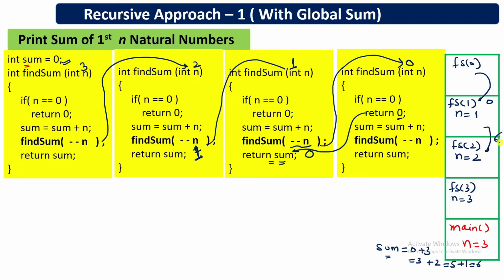So 6 will be returned inside the find sum 2. Now it is again saying return sum, so it is pointing to the global variable sum, and again this 6 will be returned to the find sum 3 method. Now it is also saying return sum, that means the global variable sum should be returned, and global sum is actually 6. So from here 6 will be returned to the main function, and 6 will be printed as the output. So this is the idea behind using the global variable sum.